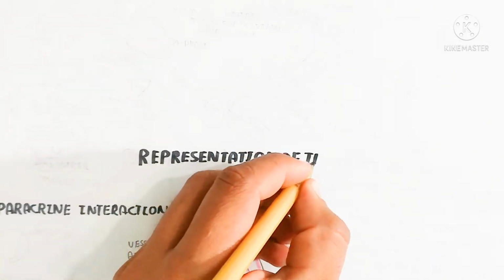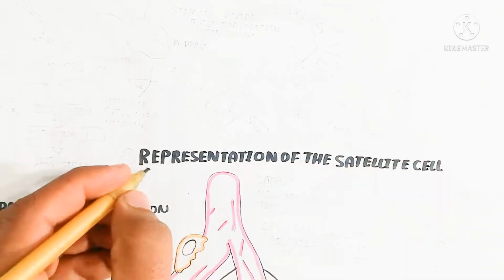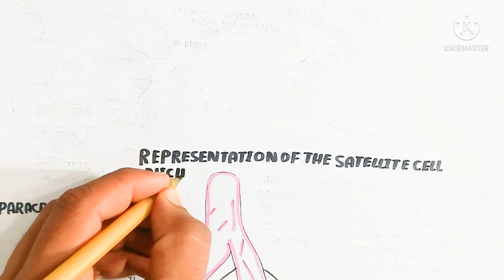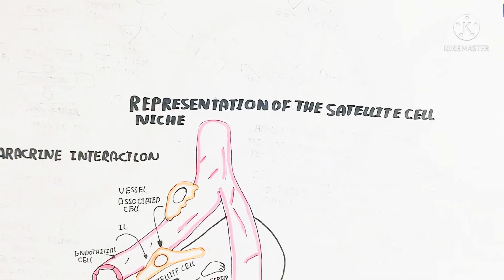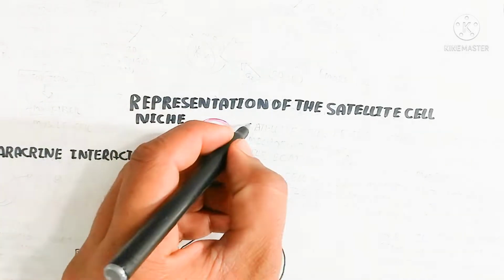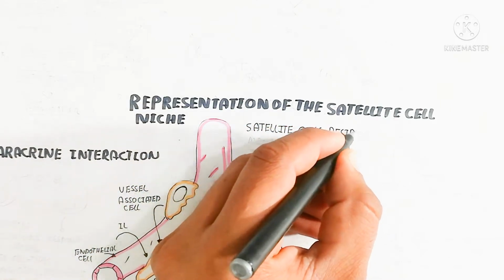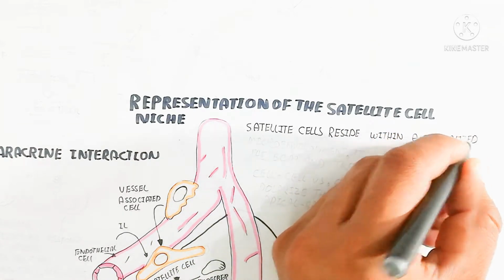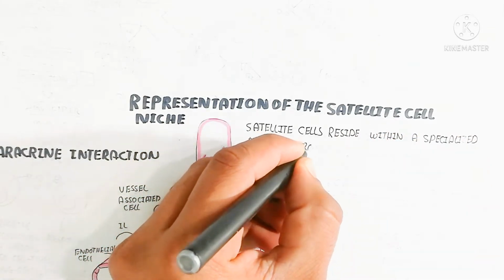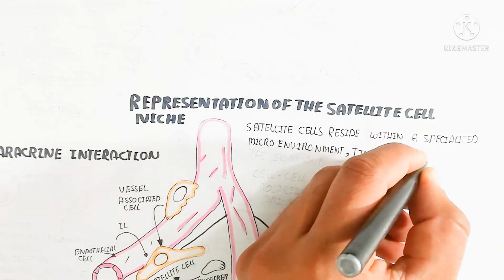First of all, I want to show the representation of the satellite cell niche. Niche means the satellite cell will interact with other cells, talking to each other, as well as the myofiber and the basal lamina, which is the attachment site of the myosatellite stem cell. This is a stem cell. It has the potential to divide, proliferate and differentiate to make a new muscle fiber.